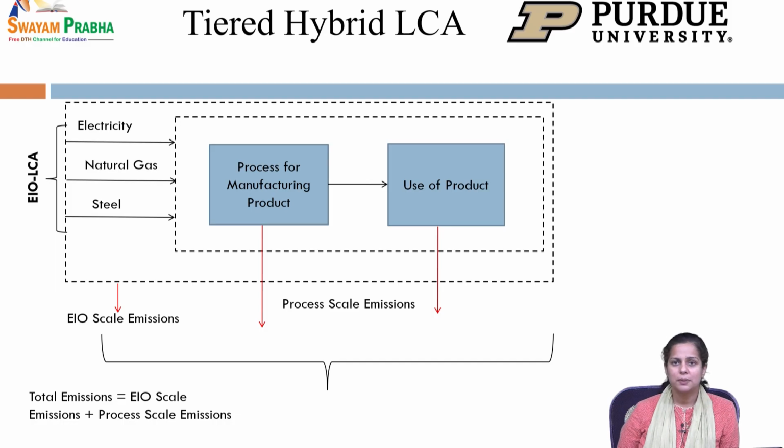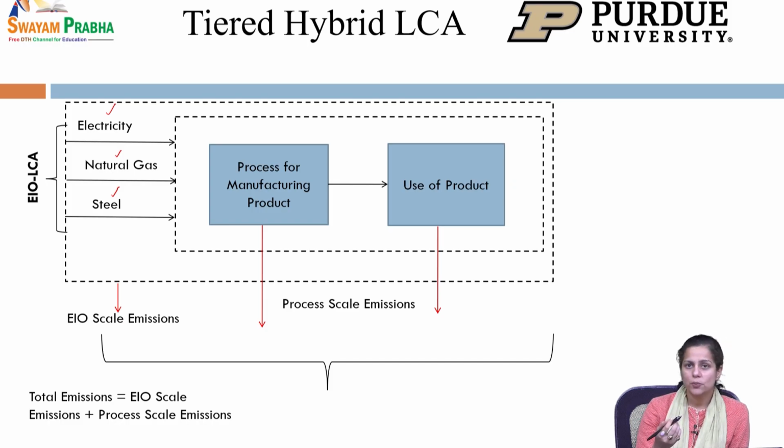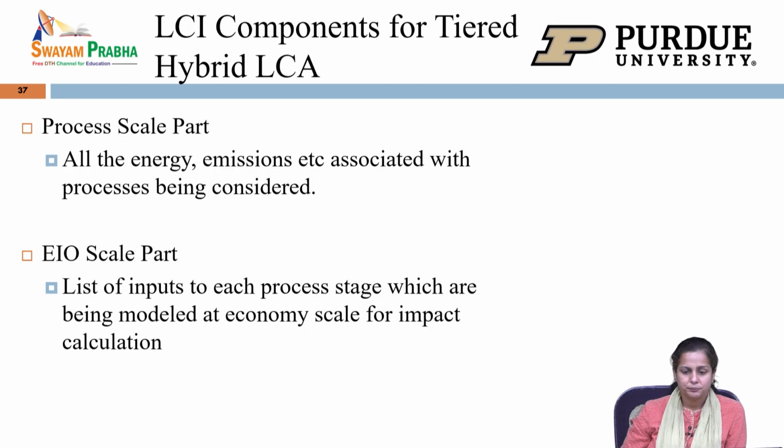So, the tiered hybrid LCA is actually very simple, because instead of us missing the impact of electricity, natural gas and steel, because we do not have the process information, we go to the input output model and get that information. So, of course, doing the input output LCA is very fast. All you need to do is calculate the total amount of final demand for electricity, natural gas and steel sector and input that into our Leontief model like we did in our last module and get the total impact. So, that is how the tiered hybrid LCA is done.